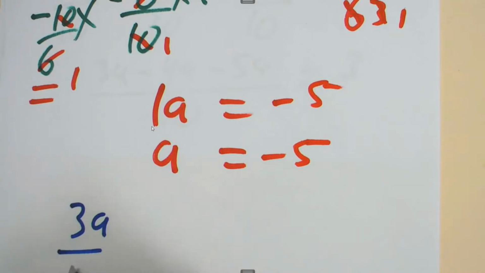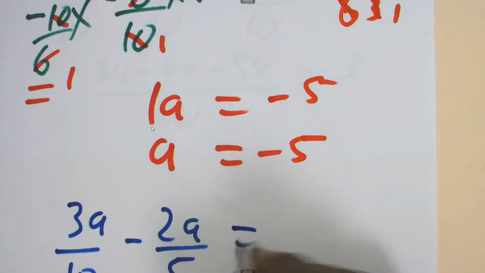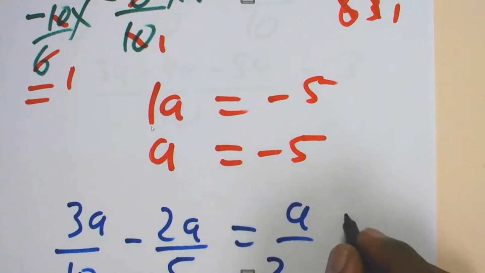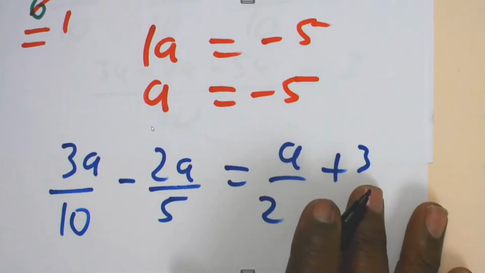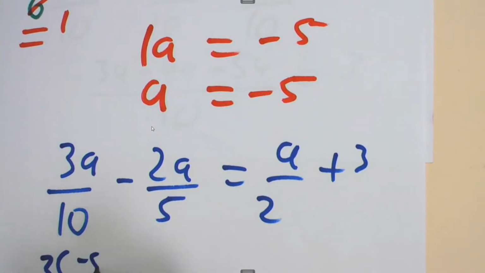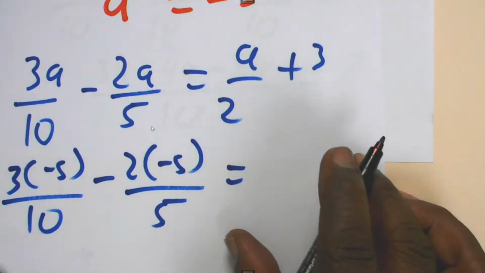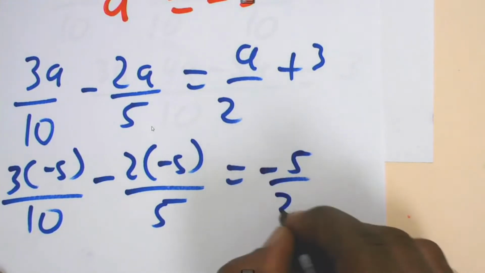Are we on the right track? Let's see. We say a is negative 5. Let's see. 3 into negative 5. Where there is a, you put negative 5. 2, where there is a, you put negative 5. Negative 5 over 2 plus 3.